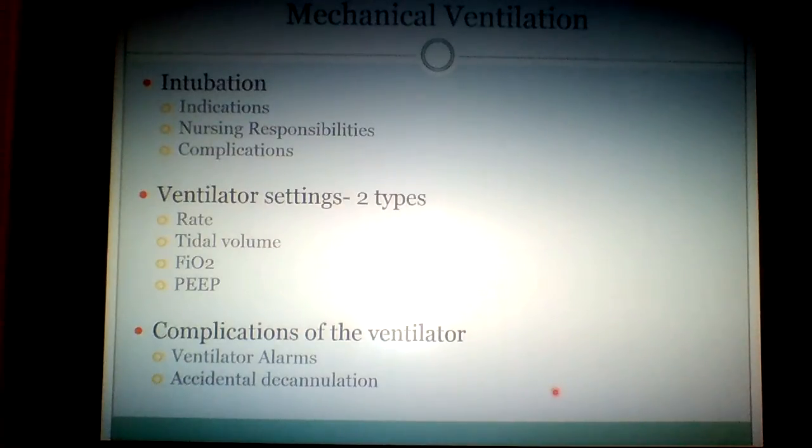Then we have a PaO2 less than 50. That sounds good too. And then acute issues with the pH: a pH less than 7.34, and a pH greater than 7.45. Those are reasons why we would intubate our patients. So I want you to think about those kinds of things.